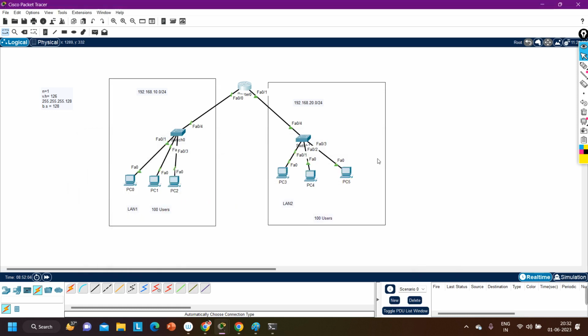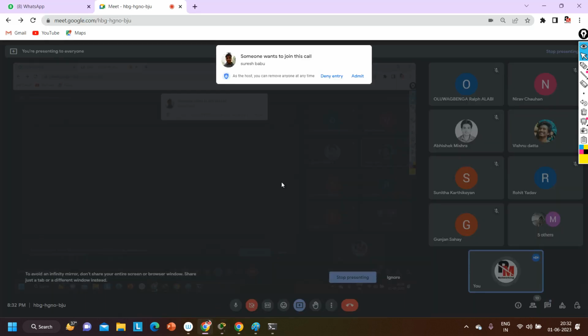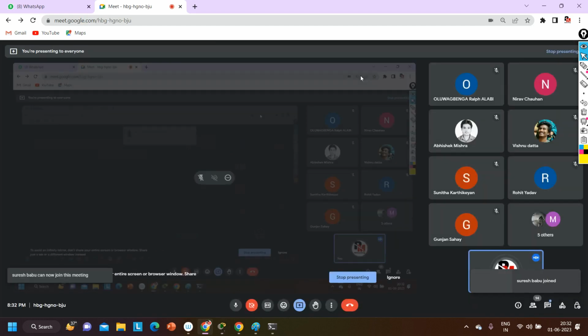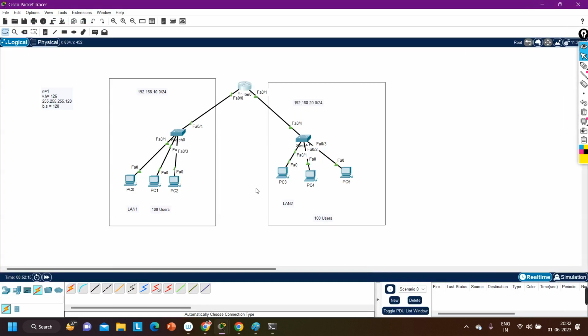Guys, I am getting echo. Who has joined through multiple mobiles? Hello. Now it's fine. So please mute yourself if anyone is using multiple devices.